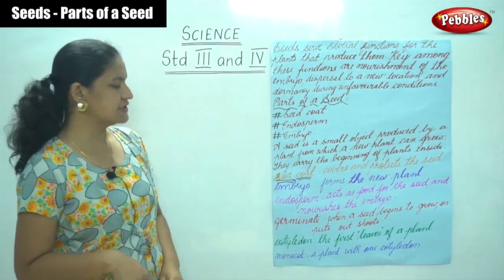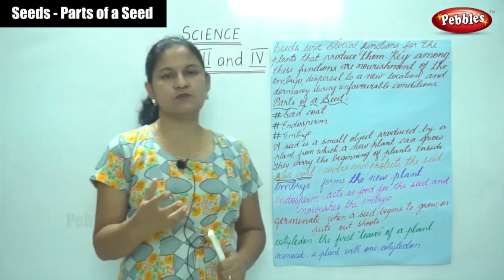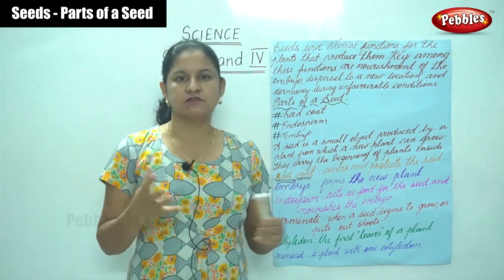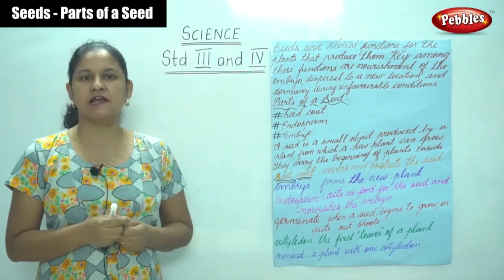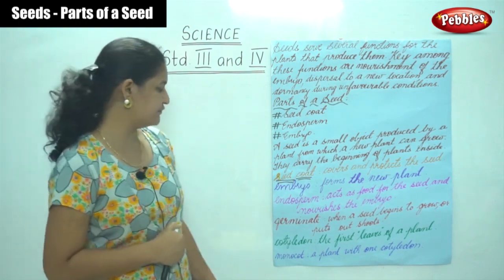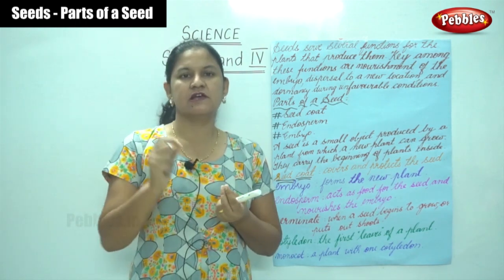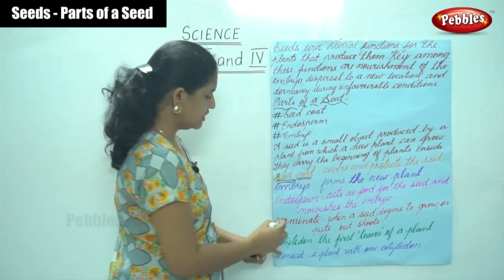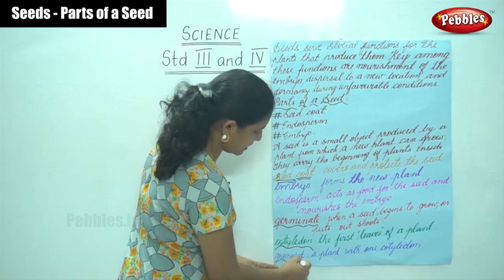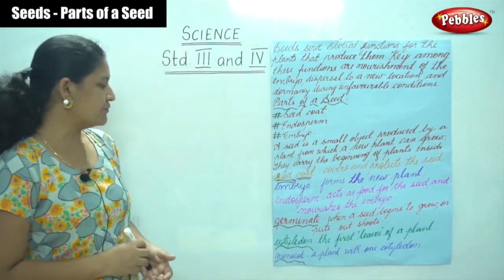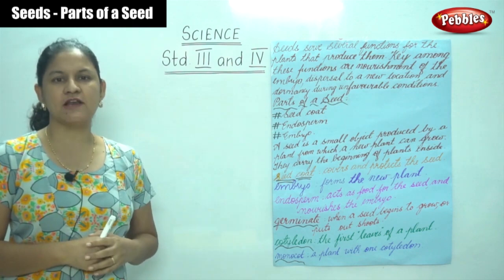Let us see what is germination. When a seed begins to grow or puts out shoots, then we call it germination. Cotyledon is the first leaves of a plant. The first leaf that comes out of a plant is known as the cotyledon. These are some of the terms of plants. A monocot is a plant with one cotyledon.